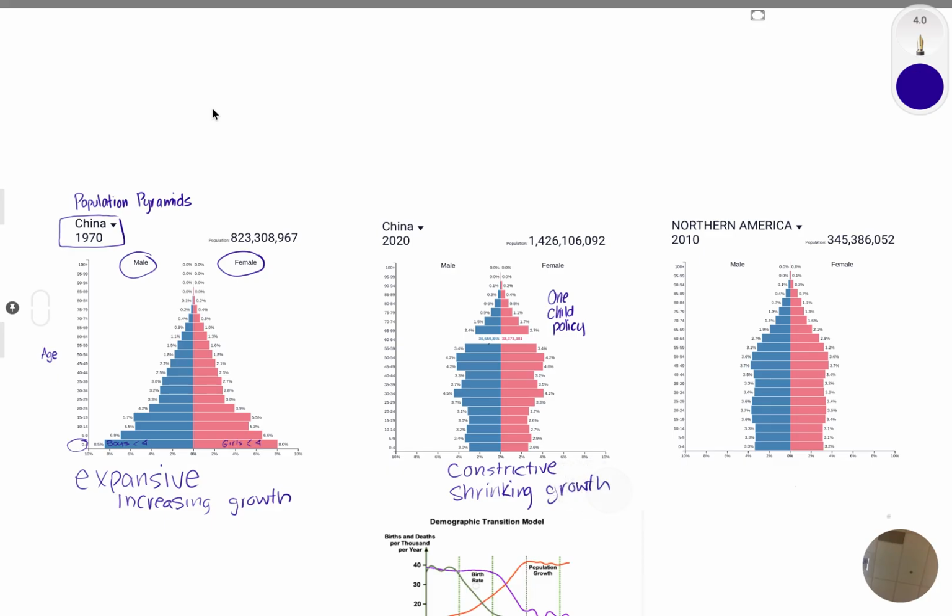One thing it doesn't show is immigration. Immigration can really affect population too. If you have a lot of people moving in, your birth rate is not as important to the overall population.